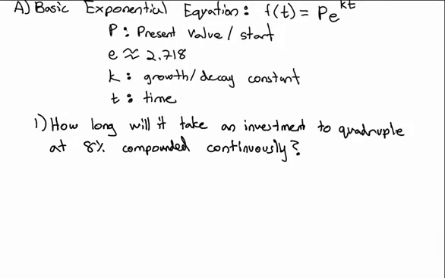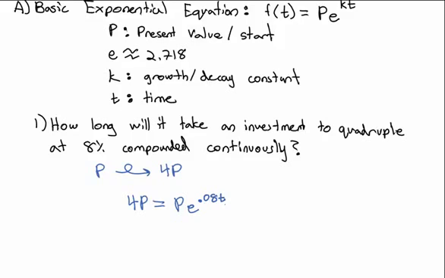Well, we've got some type of starting amount that's going to need to quadruple. So we're going to go from some principal amount, and we want it to quadruple to 4 times that principal amount. So 4 times the principal amount is how much we have at the end. The principal is what we start with. E to the k, the constant of growth, it's 8% growth continuously. So 8% is 0.08. And t, we're solving for the time.